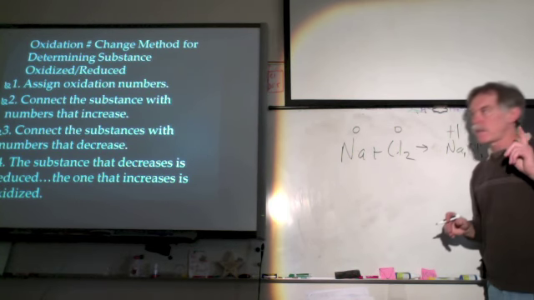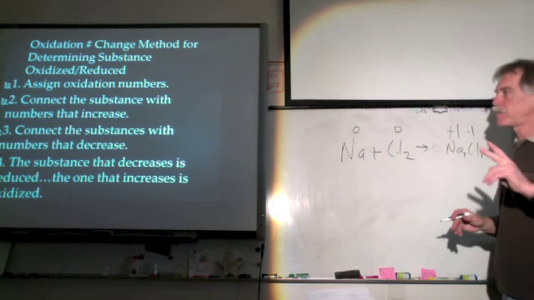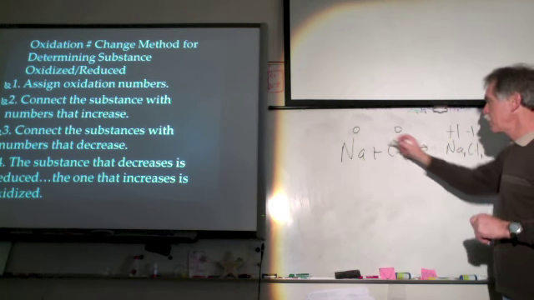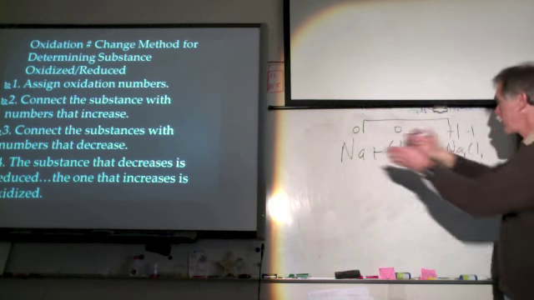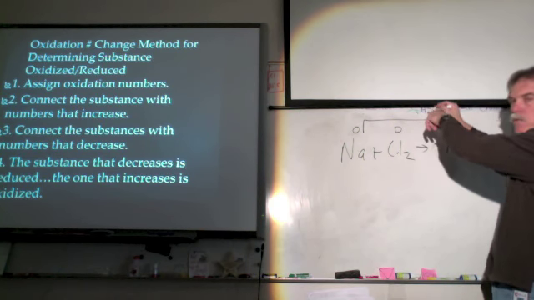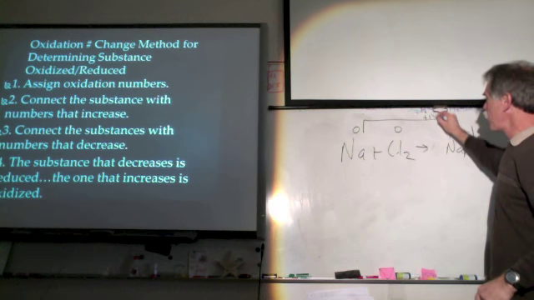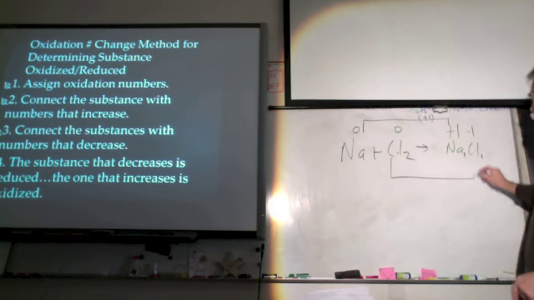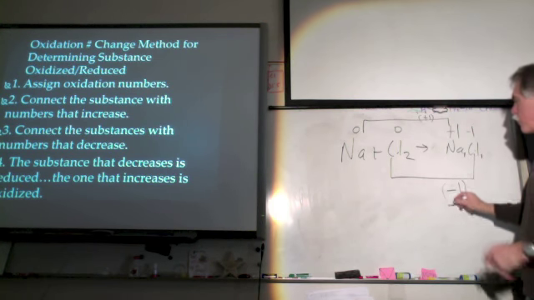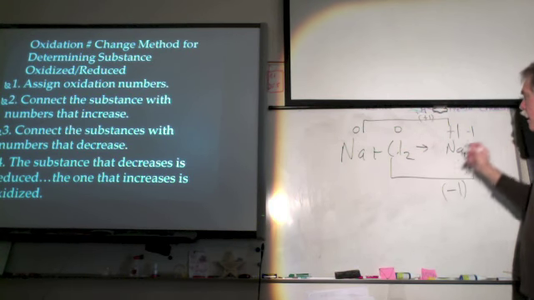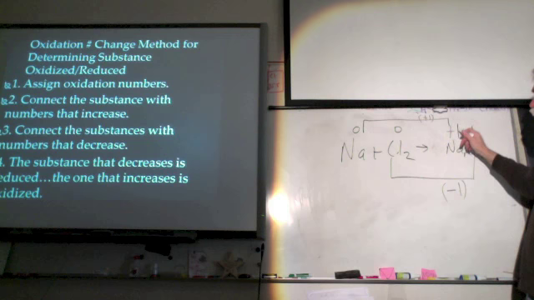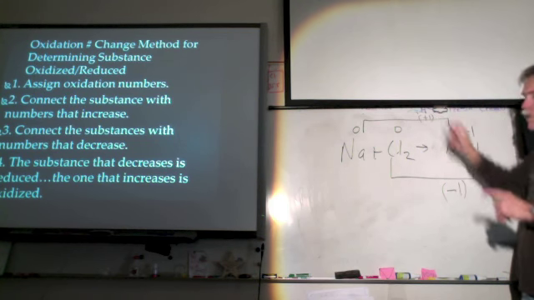Then, next step, you connect the substance with the numbers that increase on top. If the value goes up, it goes up on top. That's plus 1. The one that goes down, we put the one that decreases on the bottom. Chlorine goes from 0 to minus 1. Sodium goes up from 0 to plus 1. We write the value inside the parentheses.